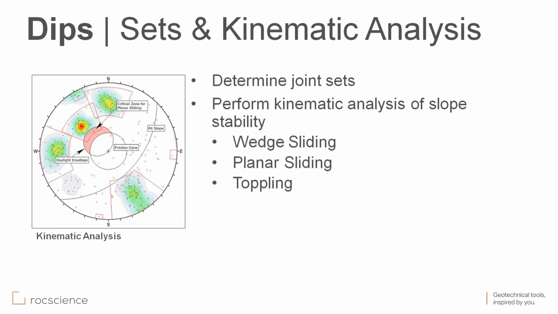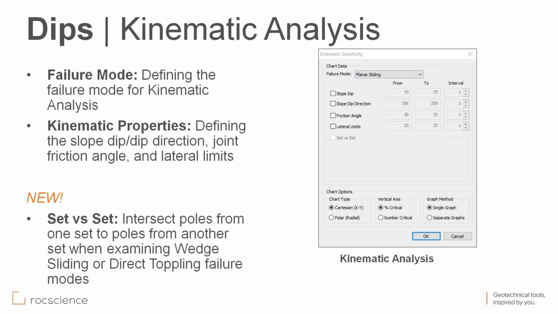To perform a detailed limit equilibrium-based failure analysis on joints prone to failure, you should navigate to RocPlane, SWedge, or RocTopple. In these software, you can take into account the joint strength, shear strengths, water pressures, and any additional forces, if any, and perform detailed stability analysis. Kinematic analysis can be simply performed by defining the failure mode to be analyzed, and kinematic properties such as slope dip direction, joint friction angle, and lateral limits.